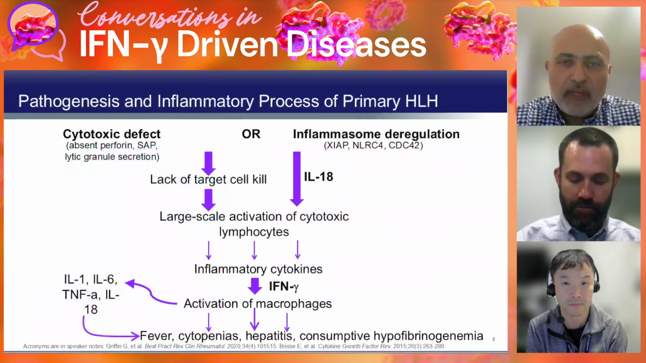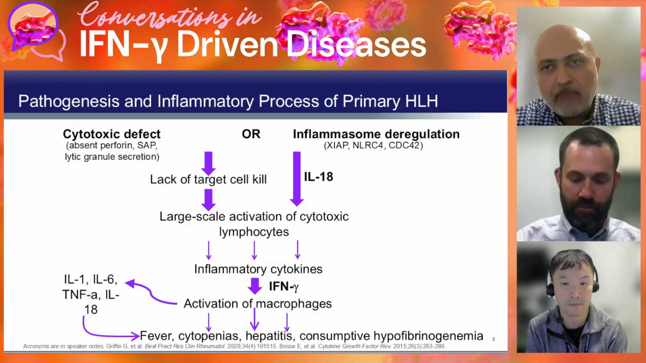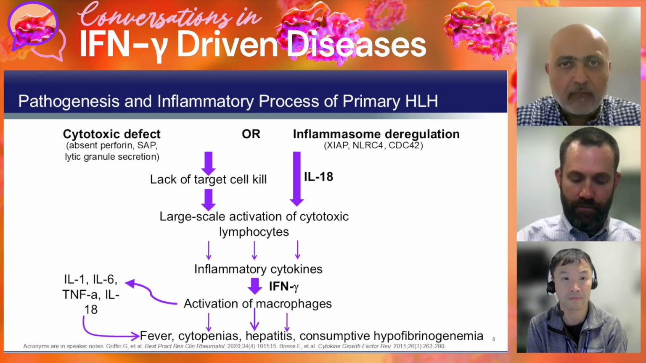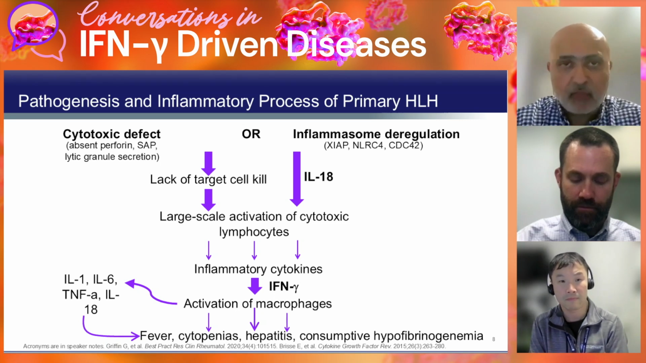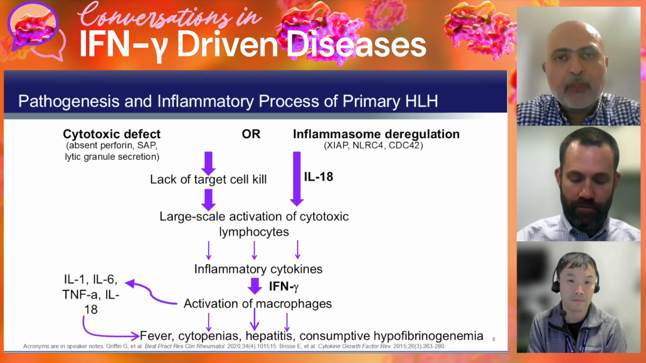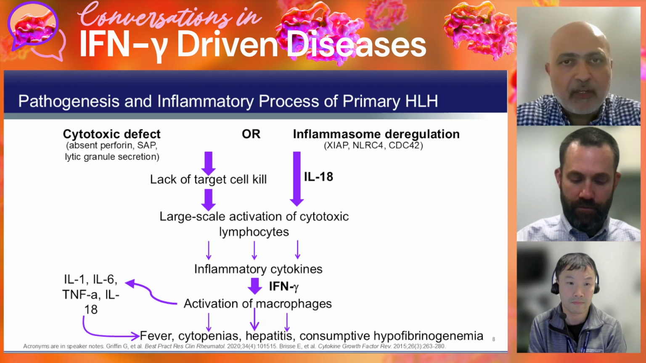Now, more recently, in the last decade or so, it has become apparent that in this group of diseases, primary HLH, whether it is familial or the other ones, these activated NK cells and T cells secrete large amounts of interferon gamma, which then activates macrophages, which then secrete additional cytokines, setting up the cascade of the disease that we recognize as primary HLH or the syndrome of HLH.